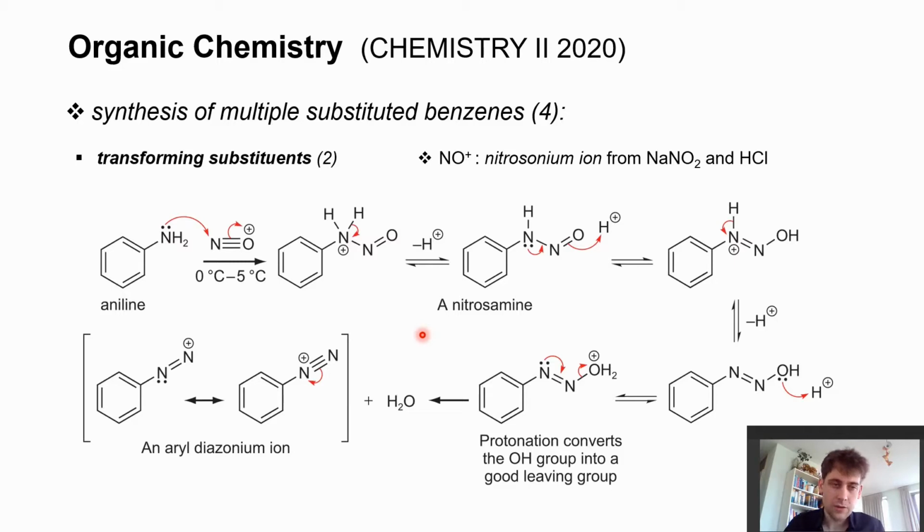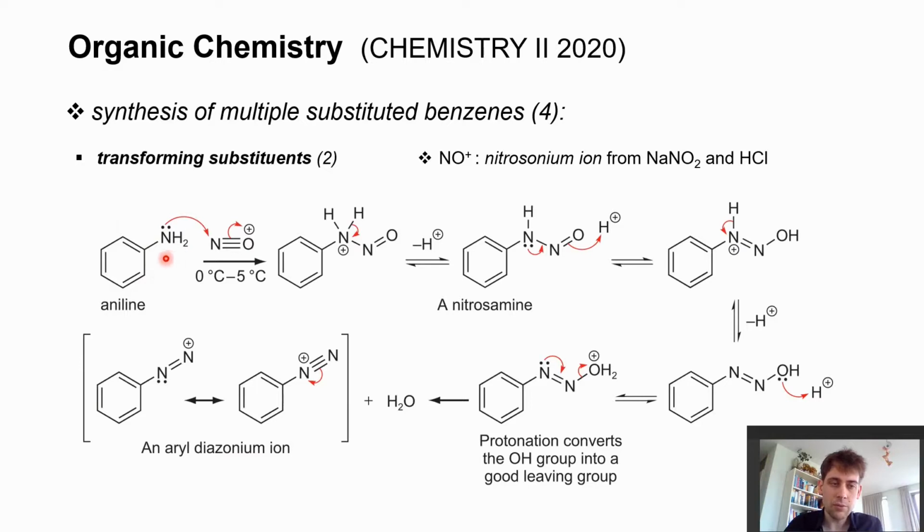A special way to transform your substituents is the use of the so-called diazonium salts. And we'll discuss here how you can transform an aniline molecule into one of these diazonium ions. And you see that here on this slide, you start, as I said, from aniline. Aniline is now the benzene molecule that's substituted with an amino group.